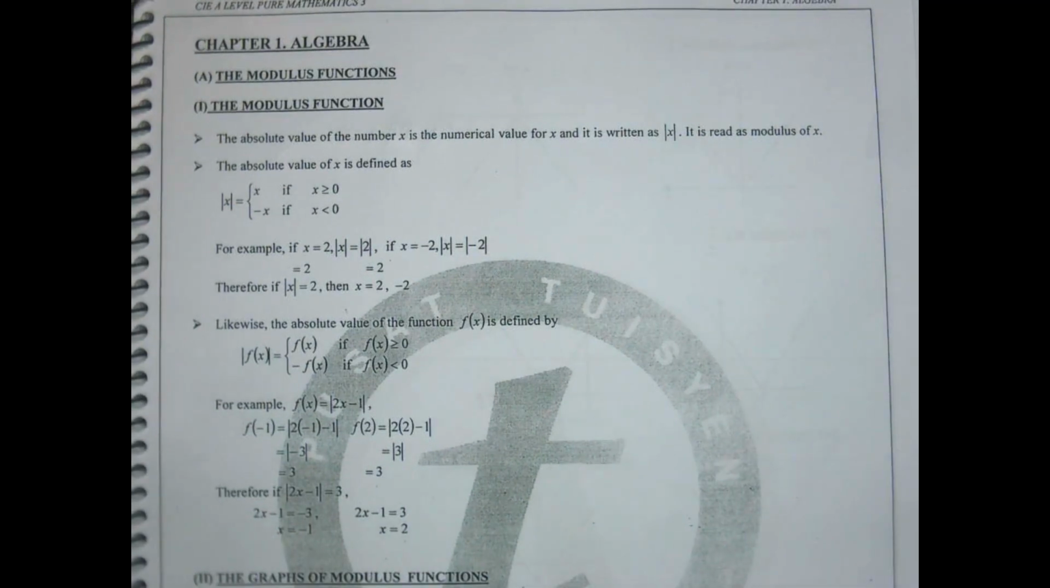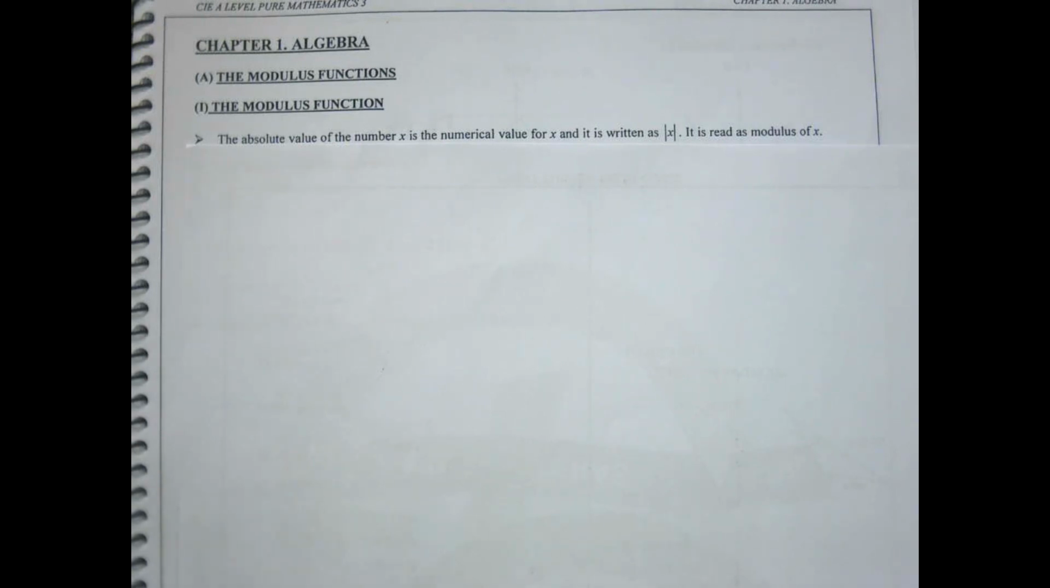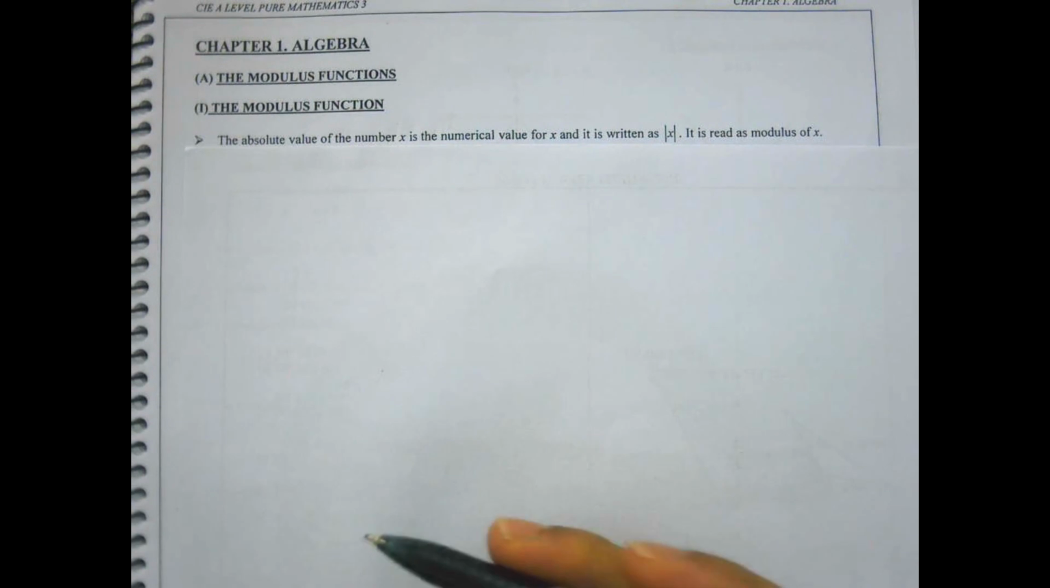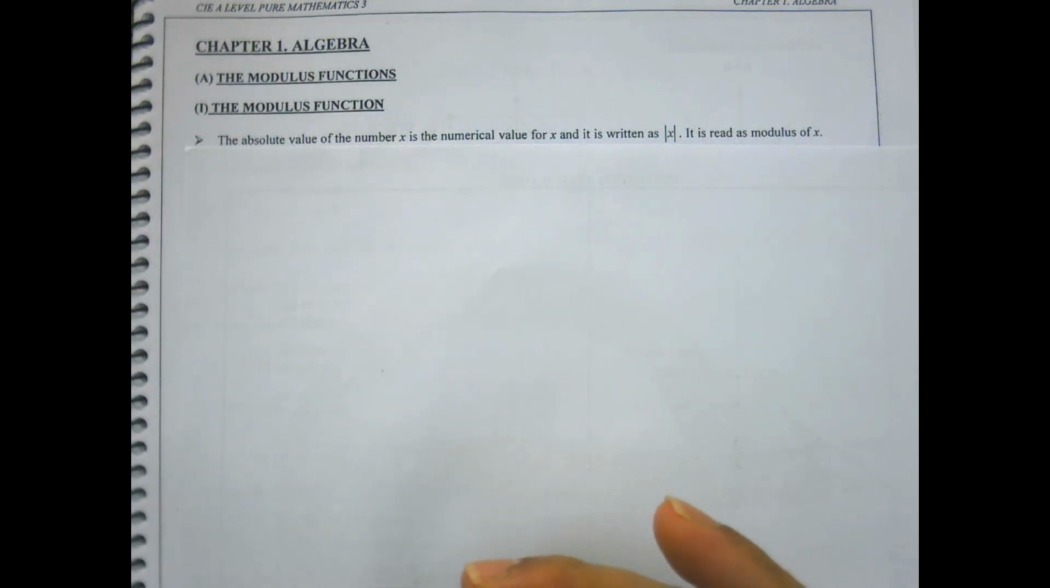This is chapter 1, Algebra, A-levels, pure maths 3. In chapter 1 we have 4 parts: a modulus function, factors of polynomial, partial fraction, as well as this binomial expansion.